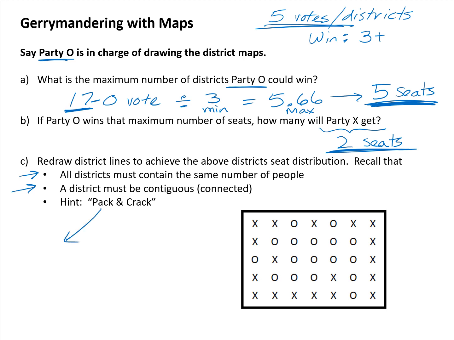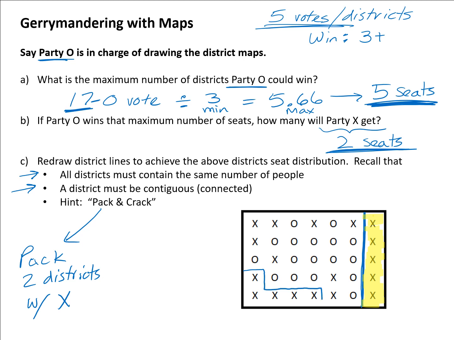And we're going to pack and crack. We're going to pack the opponents. So we're going to pack 2 districts with X votes. I see a lot of X votes around the outside edges. In fact, on the right here, I see 5 X votes right there. So I'm going to go ahead and highlight those 5 votes on the right side as a single district. And because they're all X votes, that is won by the X party. So there's one district for the X party.